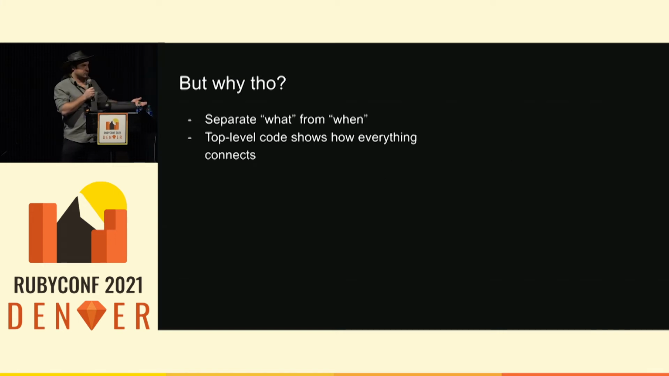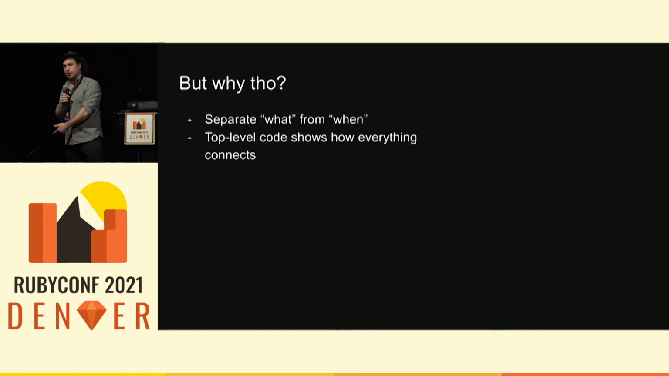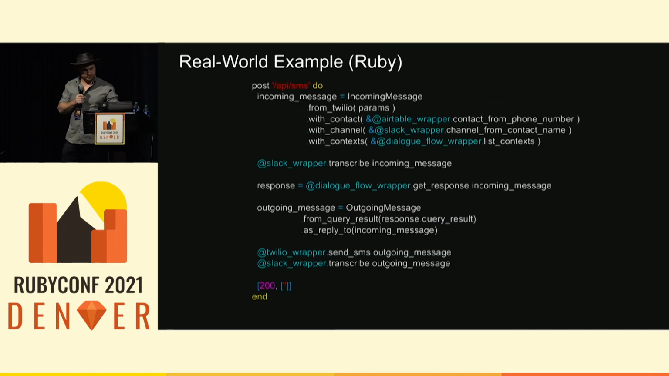So, just to repeat, when we think in terms of an object graph, we're really thinking in terms of separating what we're doing from when we're doing it, right? You can think of a graph with the nodes and little things that step in. And then we've got one place, or more than one if you've got script code here and there, where our top level code shows how everything connects.